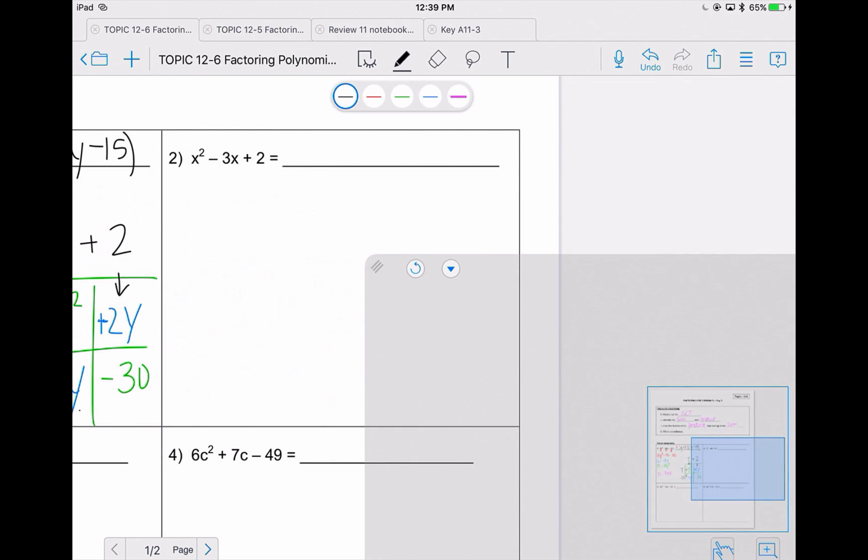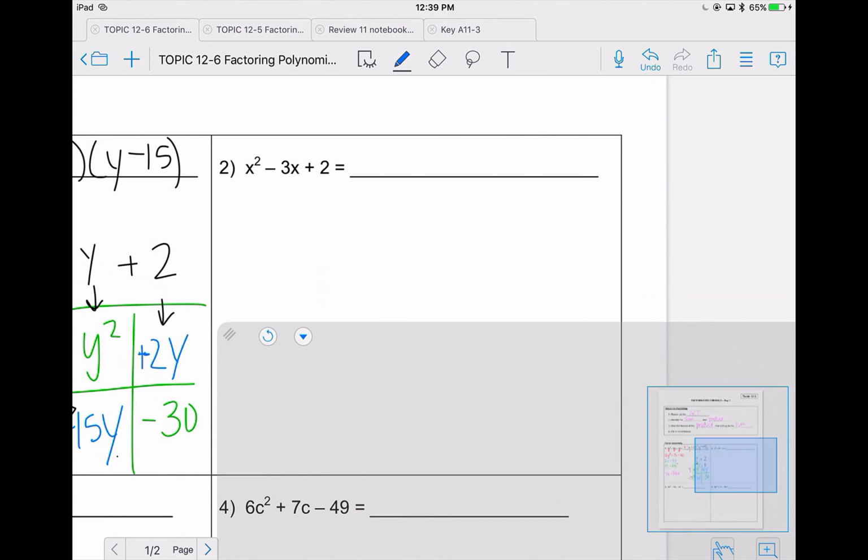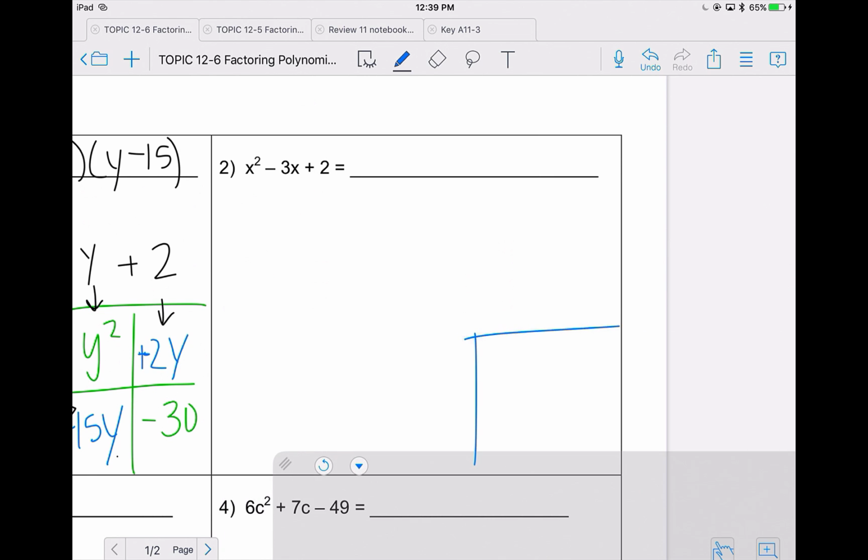On example 2, I have an x squared, an x, and a no x, so I don't have a GCF of an x. I look at 1, negative 3, and 2. They're all prime, and none of them are the same prime, so I don't have a GCF. So I start with my box.